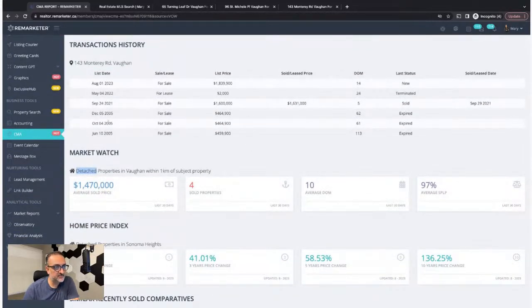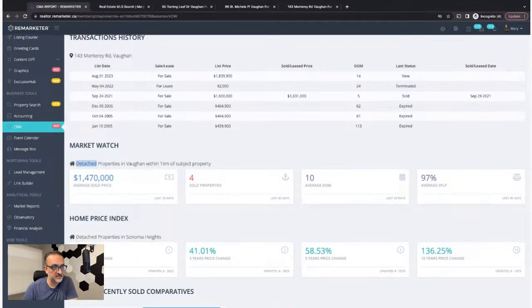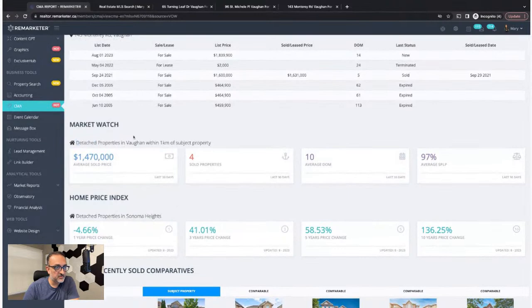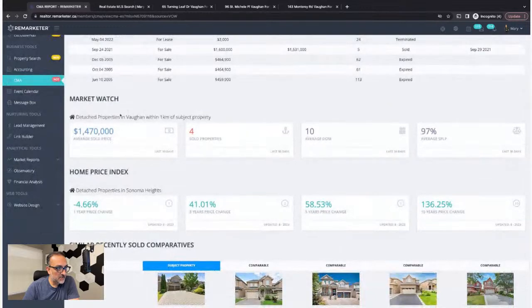So we have seen that the past transactions were back in 2005, which is way before, and therefore I'm not gonna bother considering these and what was happening back there. But this part of the information is interesting. Now, when we go further down, we're looking at the average sale price of the detached properties in the vicinity of 1 kilometer around this specific property. And we can see that 4 other properties have sold in the last 30 days and the average sale price was $1.4 million.